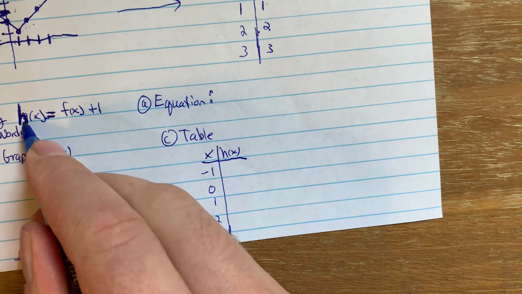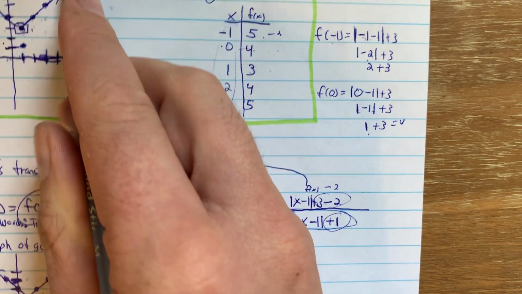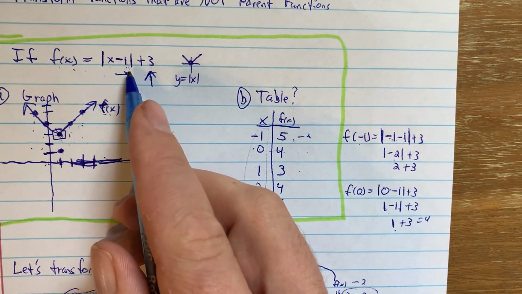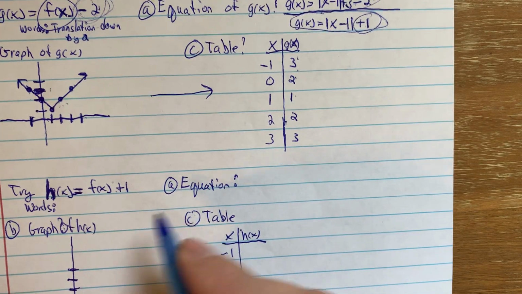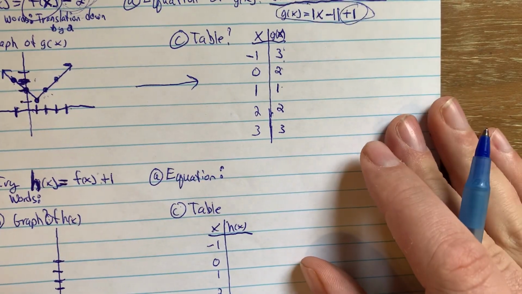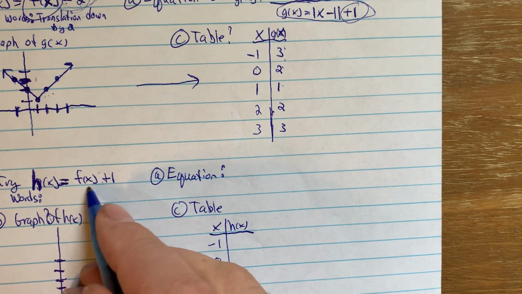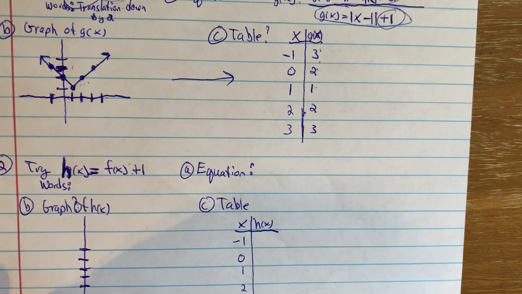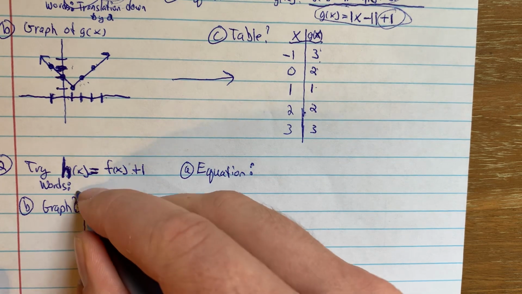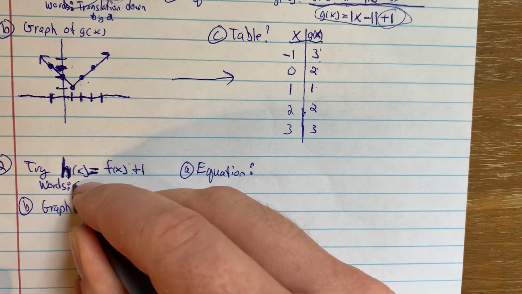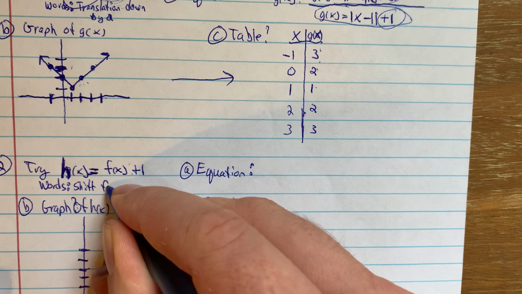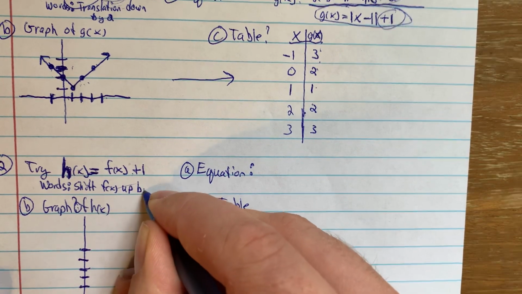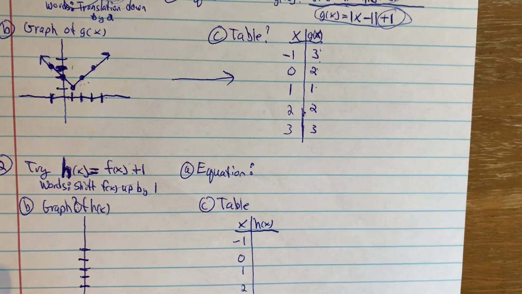If h of x is equal to this original f of x plus 1, what is the new equation going to be? Well, first of all, in words, what is this translation doing? Hopefully we know that this is a translation, or a shift, of f of x up by 1.